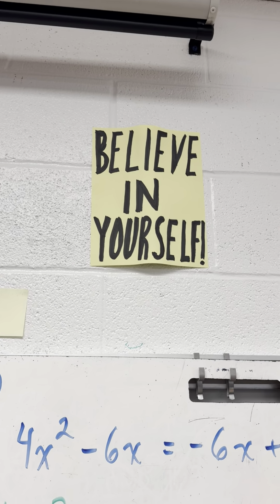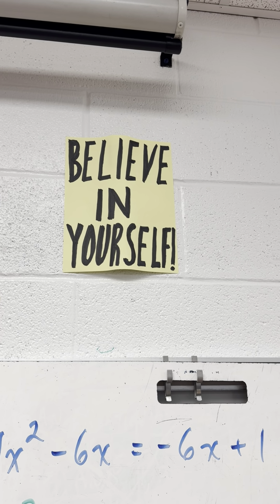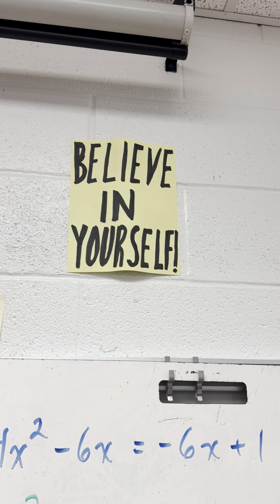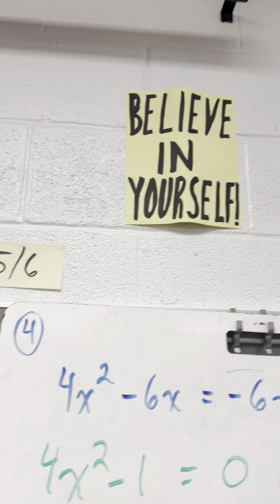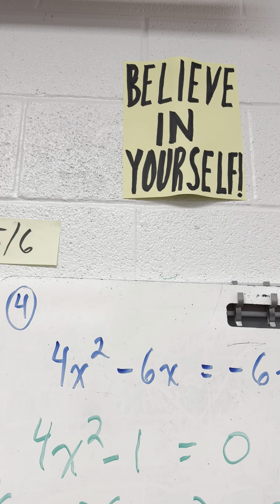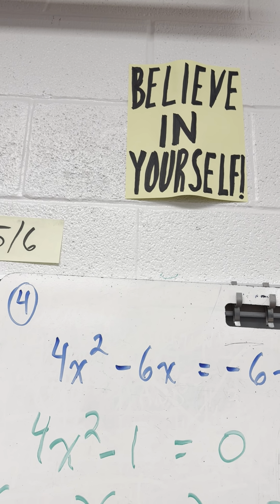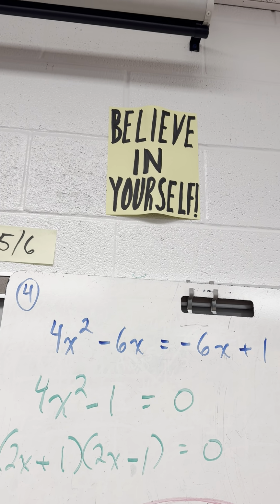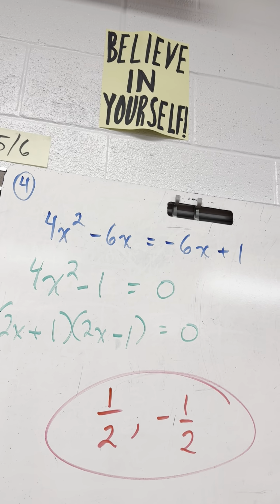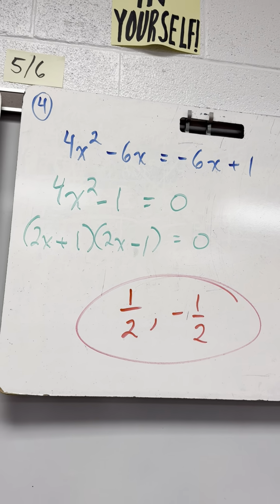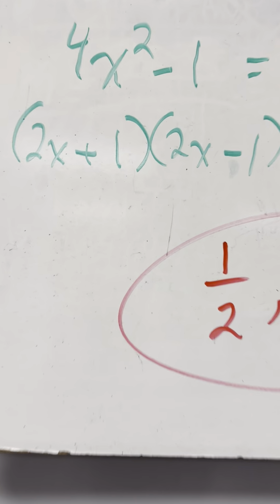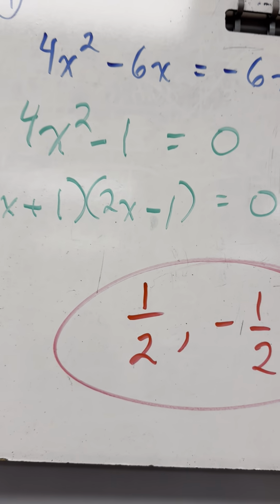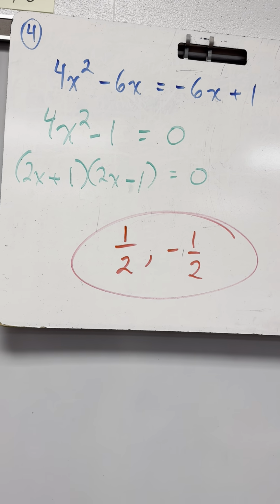4x squared minus 6x equals negative 6x plus 1. I'm going to add 6x to both sides and get 0. I'm going to minus 1 to both sides and have negative 1. 4x squared minus 1 equals 0. Okay. 2x plus 1, 2x minus 1 equals 0. So x must equal positive 1/2 and negative 1/2, right? Actually, it's going to be negative 1/2 and positive 1/2, right? Right, but it doesn't matter which order you put your answers in.